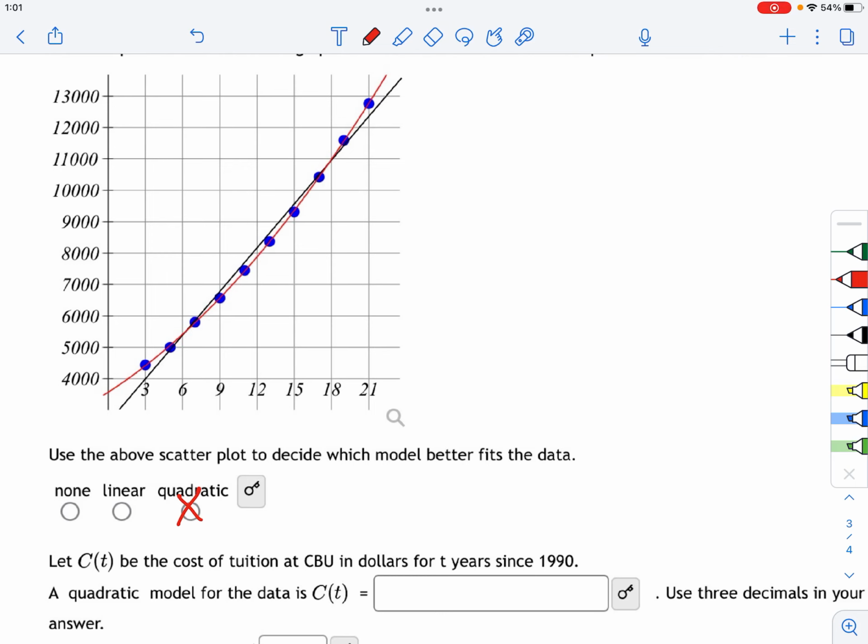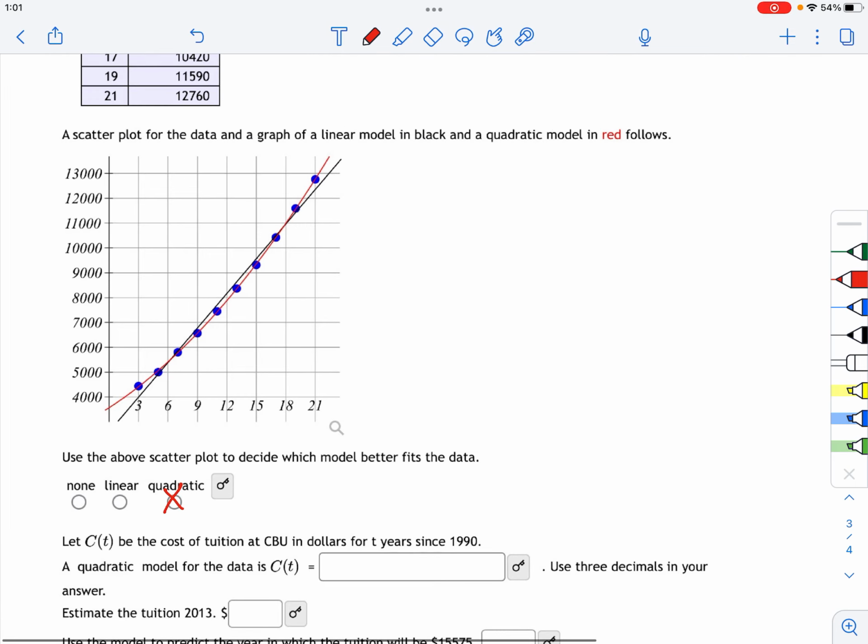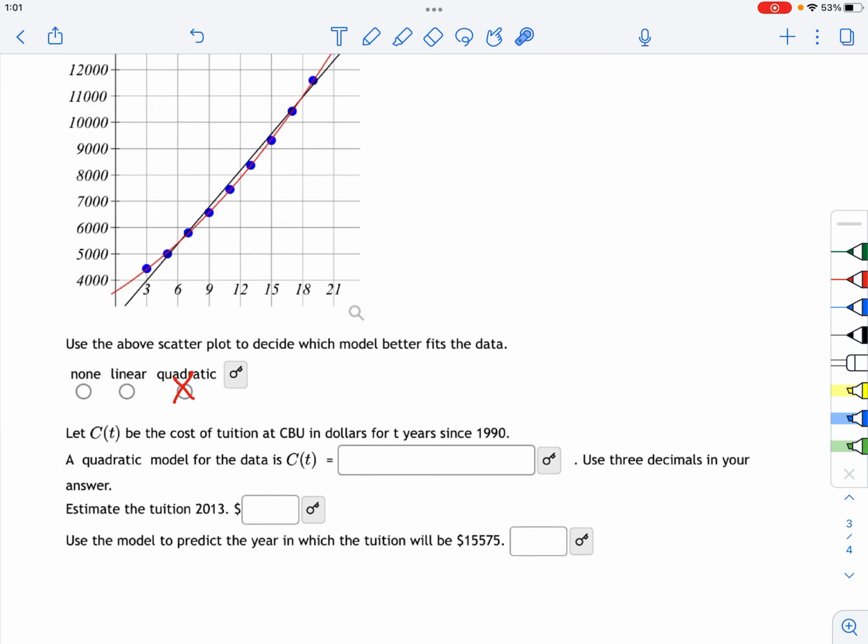That curve is a quadratic. How do you know it's a quadratic? Well, we know it's not a line, and those are our only options here. The curve goes through it pretty good, touches all the points. It's not perfectly in the middle of all the points, but it's a pretty close fit.